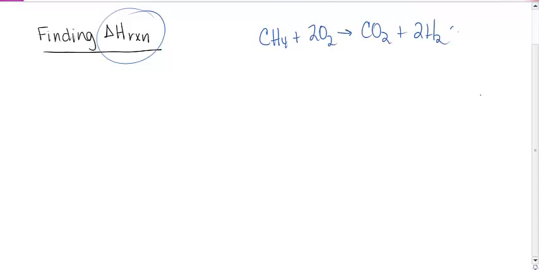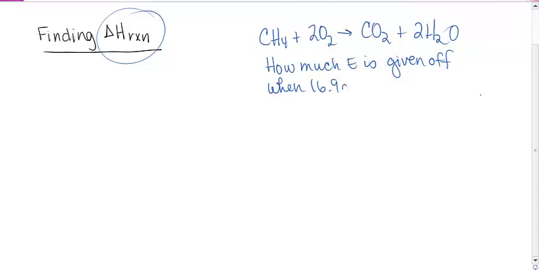A kind of typical question you might be asked is, given the, or maybe I don't even give you the balanced equation. Of course, maybe I just say methane combusts and you write the balanced equation. But great, so given this balanced equation, maybe you're asked a question like, how much energy is given off when 16.9 grams of methane burn?